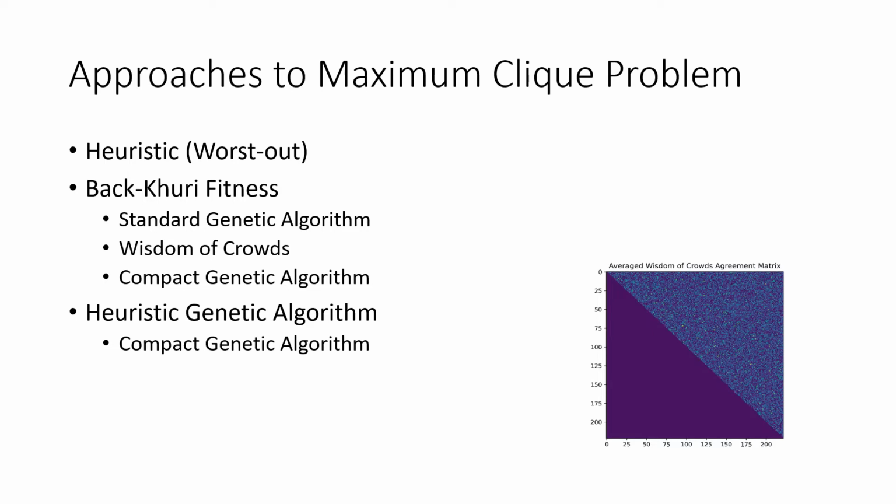Finally, the compact genetic algorithm takes this idea from wisdom of crowds of using an agreement matrix and implements it directly in place of a population. So to represent that, you would have a set of probabilities that you would be sampling from to create individuals that you would assess the fitness of. Based on those samples, you can then determine what changes need to happen to your probability matrix to better represent the likelihood of certain solutions.